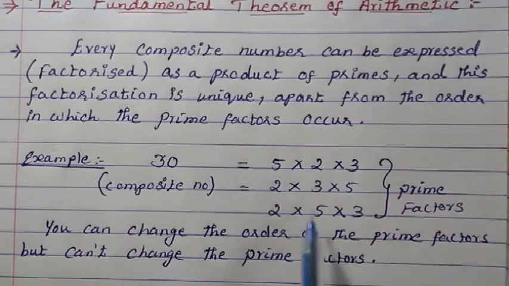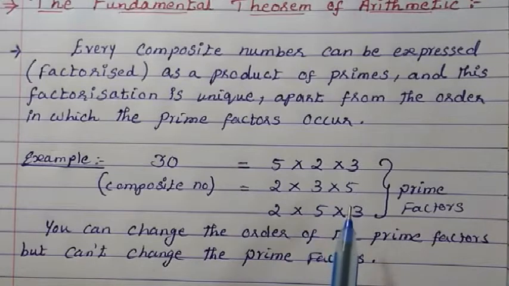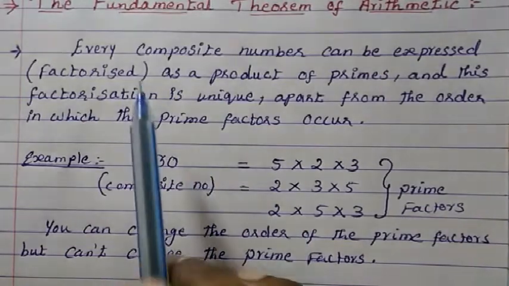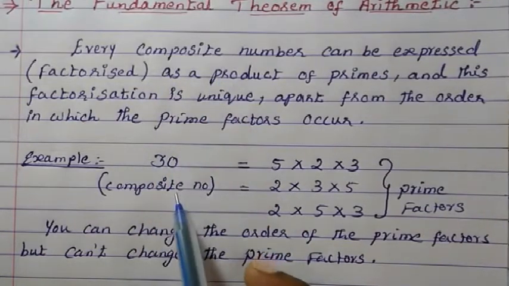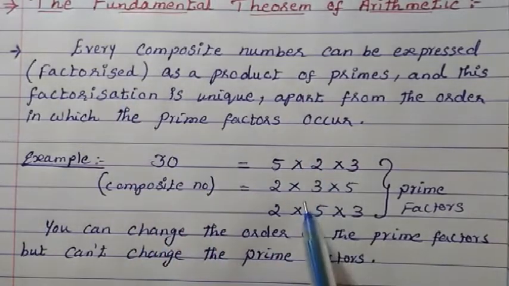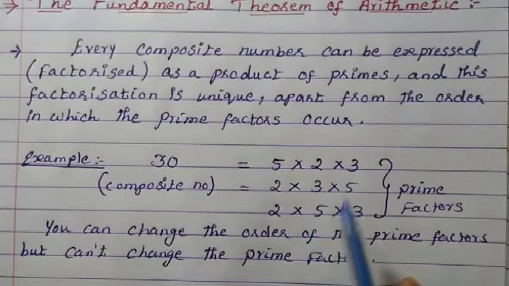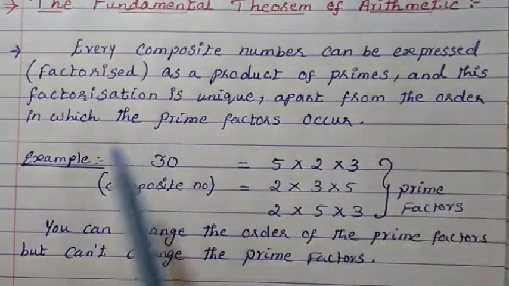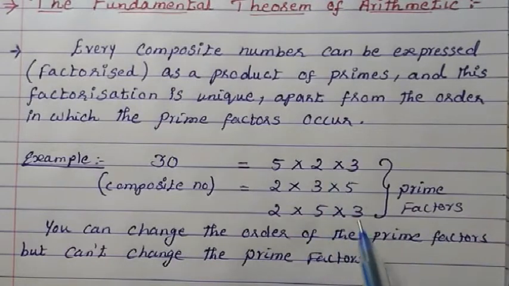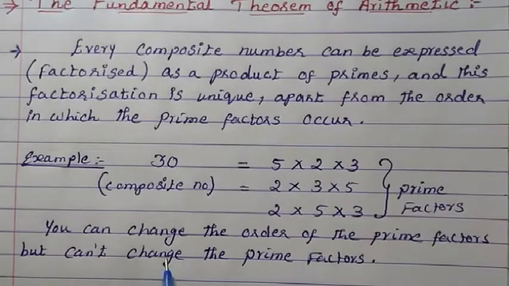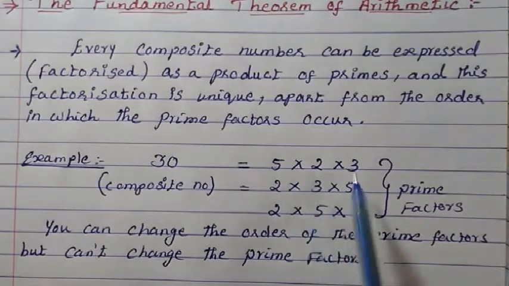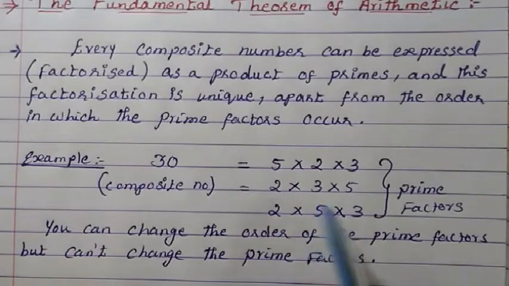You can't have other prime factors for this 30 than 5, 2 and 3, or you can say 2, 3 and 5. So the order can change, but the factors remain the same, or the factorization is unique. That's what is explained here. Every composite number, for example 30, we have factorized as a product of primes. This is unique apart from the order in which the prime factors occur. So you can change the order of the prime factors, but can't change the prime factors. You can't have another number instead of 2, 3 and 5, but the order can be changed. So that's it.